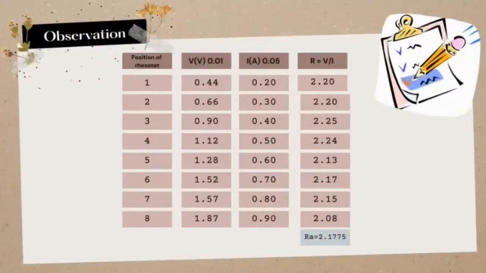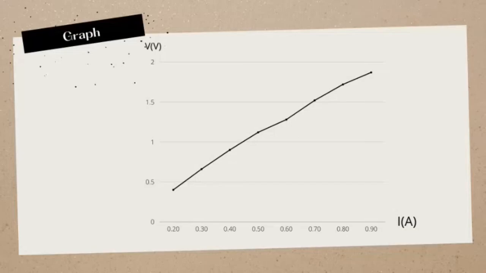For example, for position of rheostat 1, we get the voltage is 0.44 and current 0.2, and we calculate the resistance 0.44 over 0.2. We can get 2.2. So, you need to do the rest using the same calculation for all the positions of rheostat. After that, you need to plot the graph of voltage against current, and you get a graph that is directly proportional.